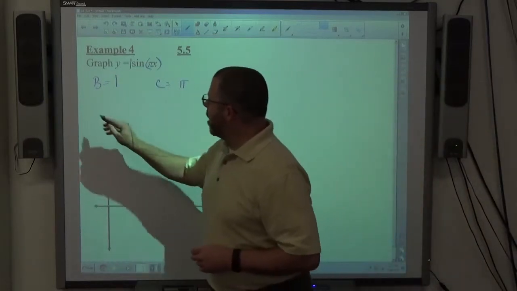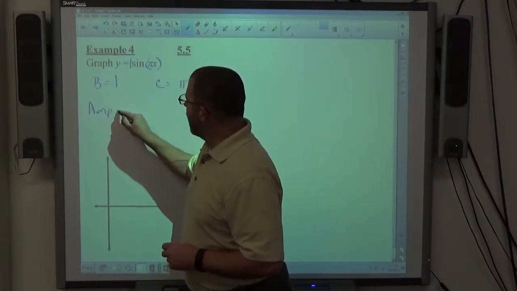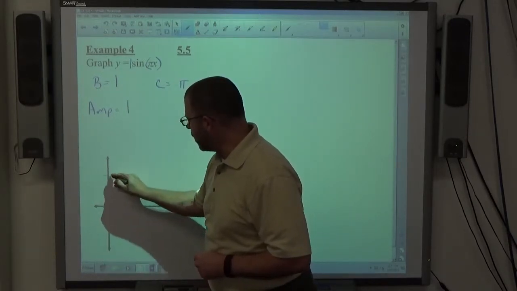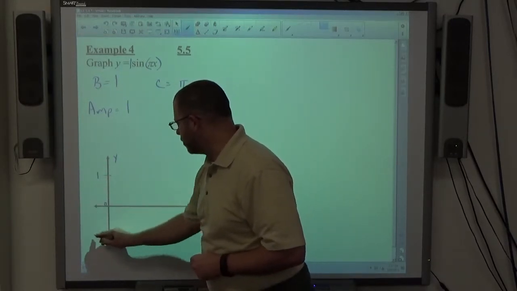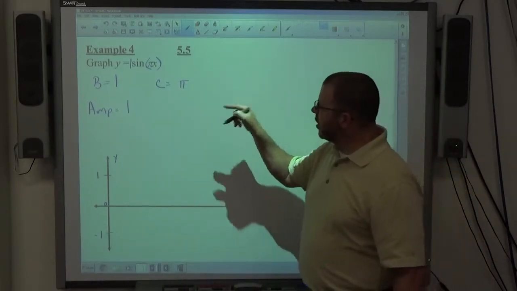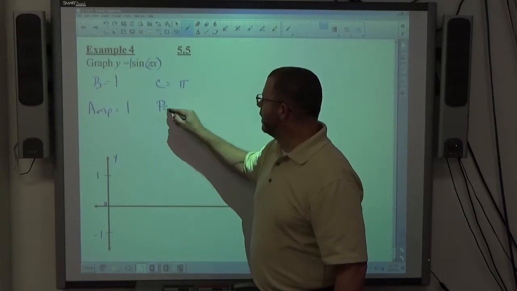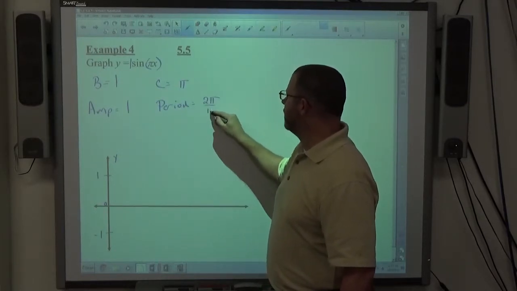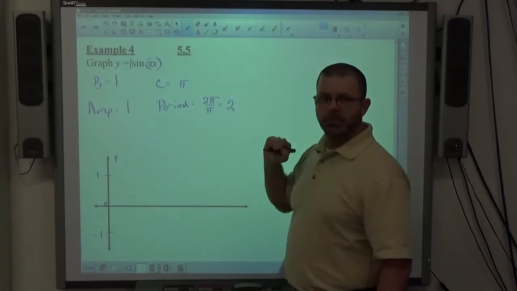B lets me find the amplitude. The amplitude is the absolute value of b, so the amplitude is 1. That tells me from 0, I'm going to go up one space on the y-axis, and I'm going to go down one space on the y-axis. C is equal to pi, which means the period is going to equal 2 pi over c, which equals 2.